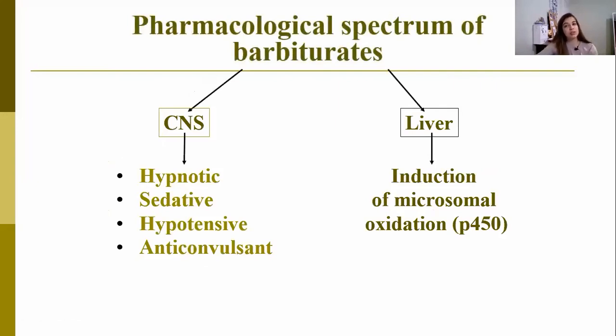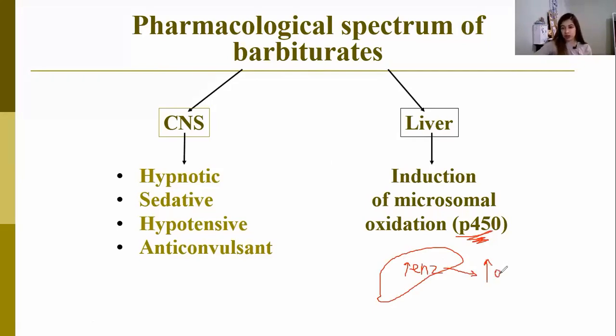But the pharmacological spectrum of barbiturates is not only CNS effects like hypnotic, sedative, hypotensive, and anticonvulsant. Also, it can affect, for example, the liver. This is very important because it can induce microsomal oxidation by cytochrome P450. Why is it very important? Because this system, microsomal cytochromes P450, plays a role in metabolism of different drugs and even barbiturates themselves. What happens here? In case of induction of these enzymes in the liver, you have much more activity of these enzymes. Yes, if the enzymes are very active, you can imagine that metabolism will be much faster.